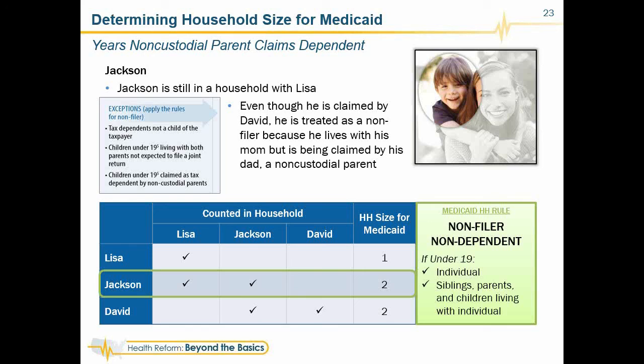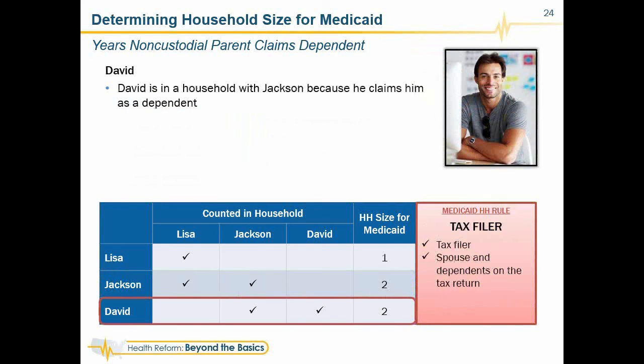So now we flip over to the non-filer rules, and we include in Jackson's household the individual, so Jackson himself, plus siblings, parents, and children living with the individual. Well, Jackson is living with Lisa. And so Jackson's household, even though he's being claimed as a dependent by his dad, is going to be Jackson himself and his mom. And David, in the years that he claims his son, we're going to look under the tax filing rules, and his household will be himself and his dependent on the tax return, so himself and Jackson.